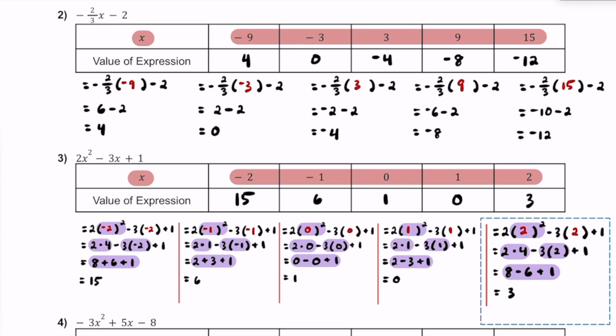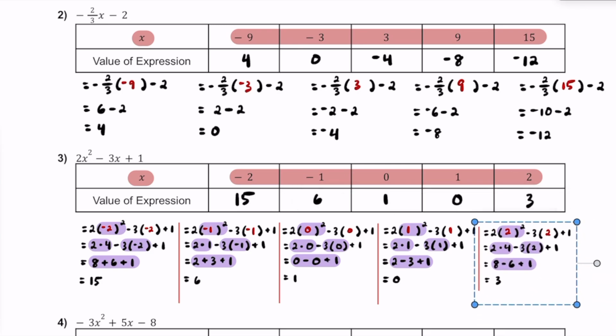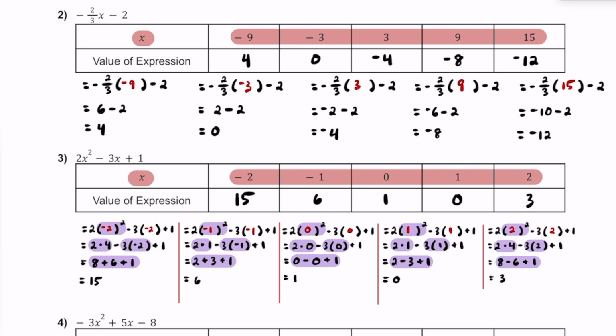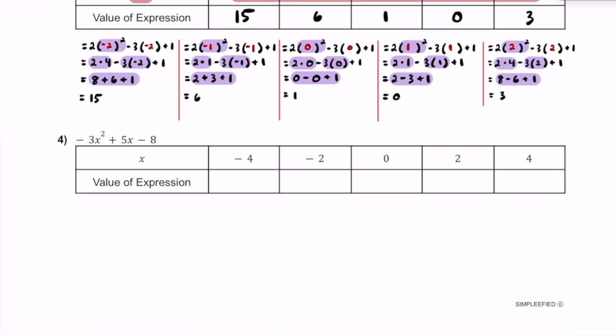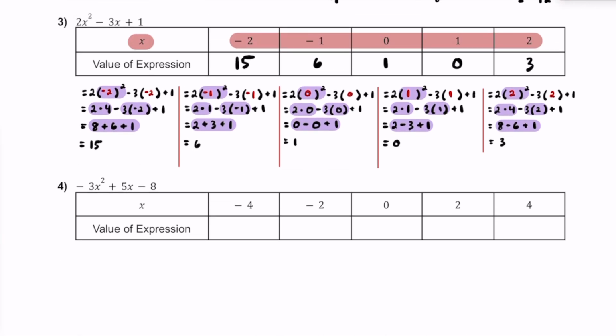Let's go ahead and just size this down just a little bit so it's more consistent with the rest of what this looks like. All right, let's try one more of these types of problems. For number 4, we have this expression that looks like this, negative 3x squared plus 5x minus 8.